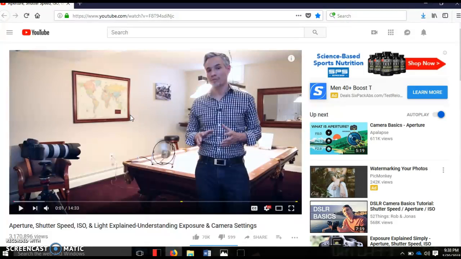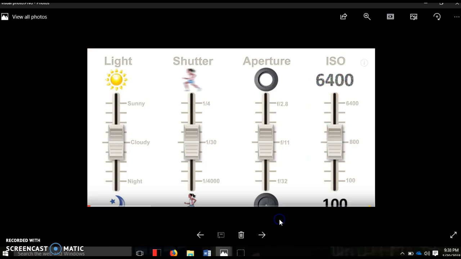The presenter uses a helpful visual aid to represent how they interact with one another, and that's shown right here. As you adjust one, others need to compensate to properly expose your photo. The visual is animated in the video. It's used regularly and does a nice job of showing how adjusting one element impacts the others. I like it. I think it's great.